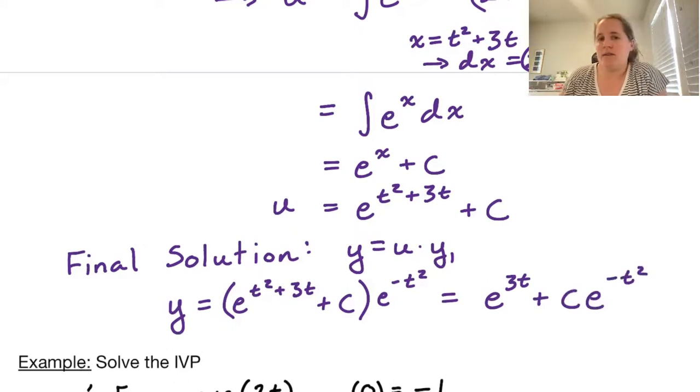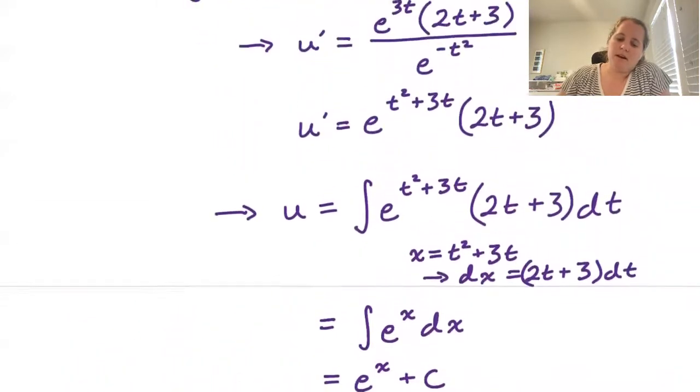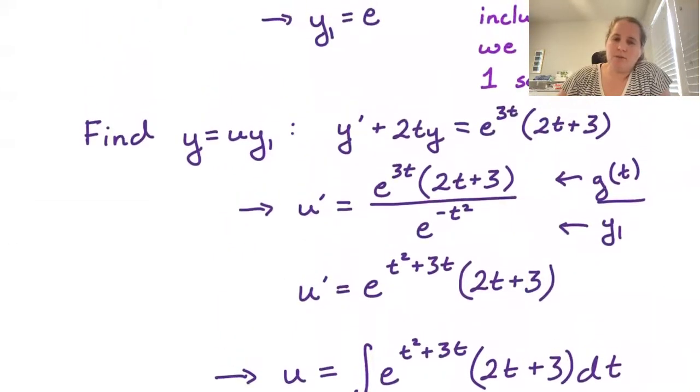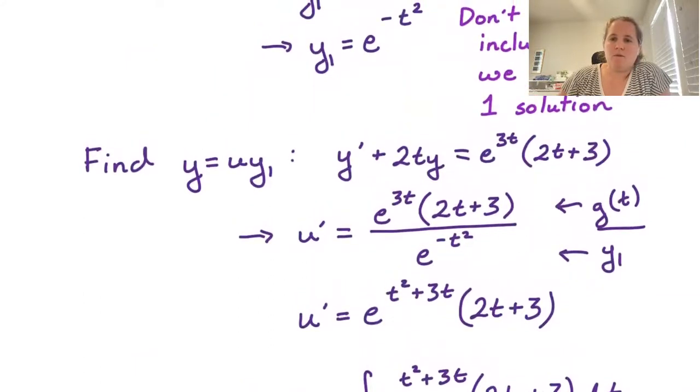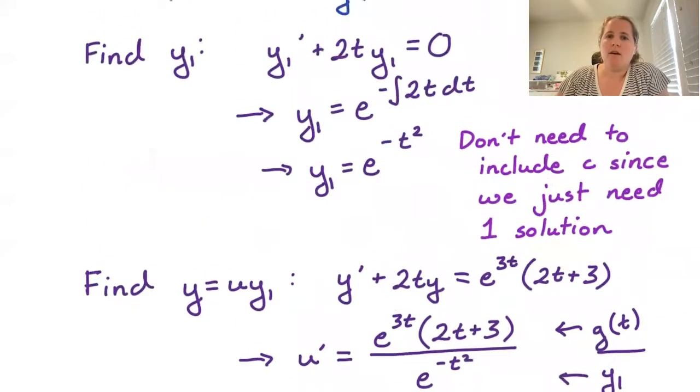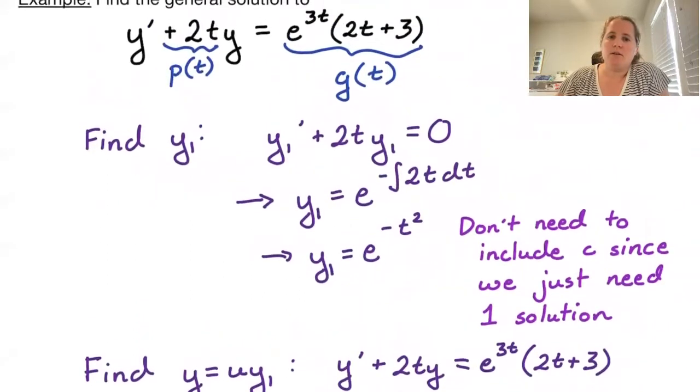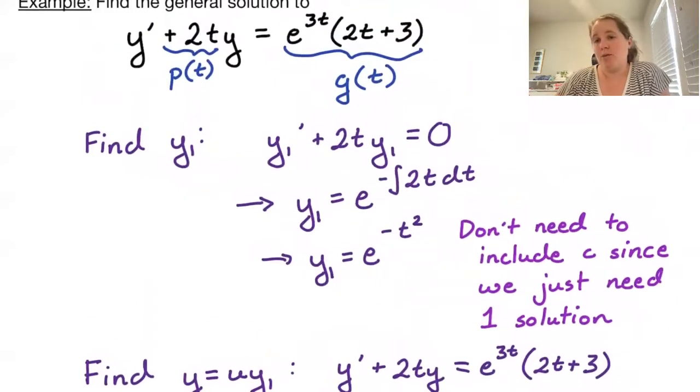So again, I didn't jump straight into the formulas where you go straight to the integral. I did a middle formula. I find it easier to remember u prime equals g of t over y1 as opposed to u is the integral, even though they're basically the same thing. I also sometimes, for solving for y1, start off at y prime over y equals negative p of t. That's up to you where you want to start in the formulas.